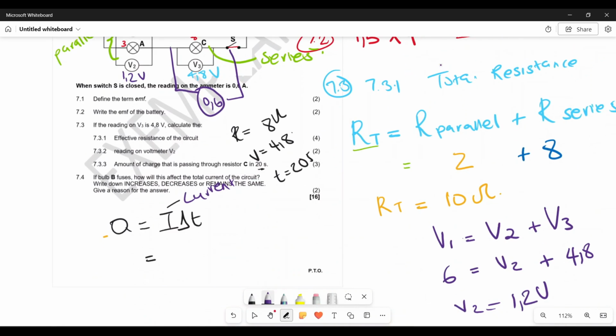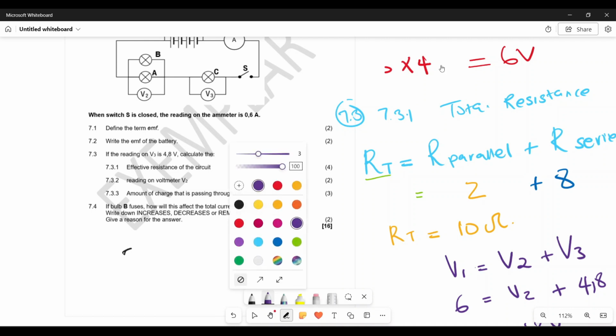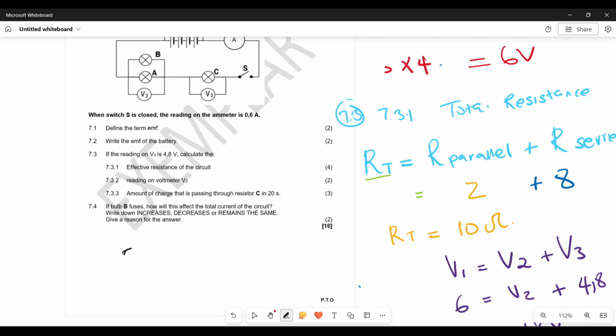So I know that the current there is 0.6, and I'm given time as 20 seconds. Now, multiplying these two values, your charge should be equal to 12 coulombs. Now, the last questions would always be Ohm's law formulas, whereby you would need to answer them making use of this Ohm's law formula, so remember it. R is equal to V over I.